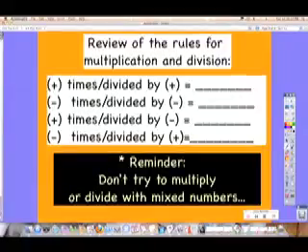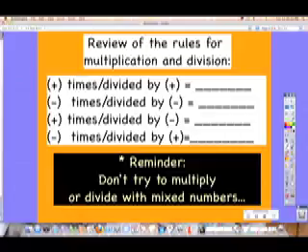All right, here we go. Today we are talking about multiplying and dividing fractions, but we're also talking about multiplying and dividing decimals. I want to make sure we go over the rules for multiplication and division.